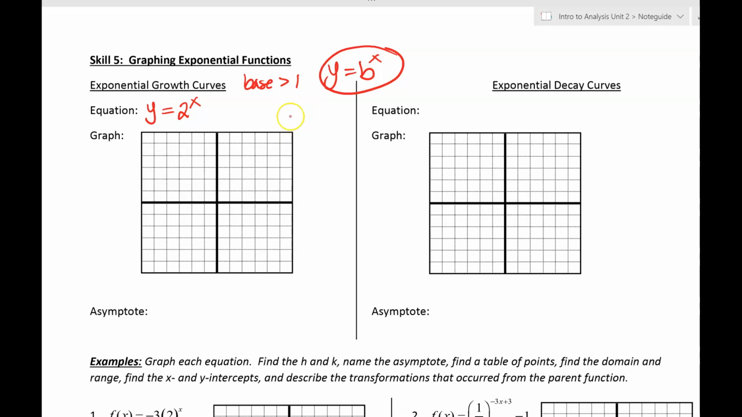The bummer is the base can be any number, so like with our quadratics and our square roots and cube roots, there was one parent function, exactly one. Here you have to build the parent function based on the base, okay? And a decay curve would have a base that's less than 1, so I'm just going to use 1/2 as an example here. So you'll want to make a note that this base is less than 1.